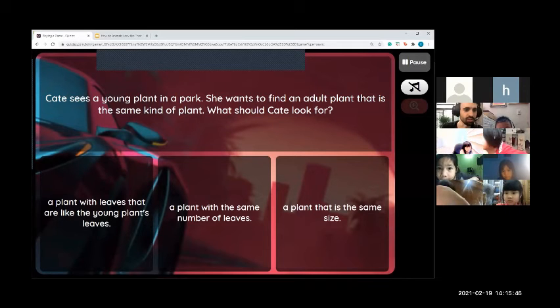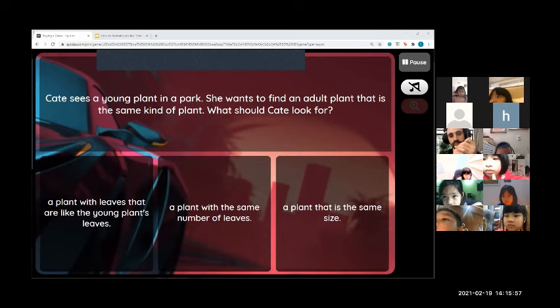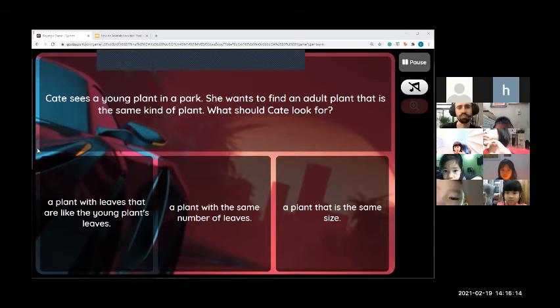Let's have someone else read. Banana, let's read, please. Kate sees a young plant in a park. She wants to find an adult plant that is the same kind of plant. What should Kate look for? Thank you. So Kate sees a young plant in a park. So how should we find the adult?